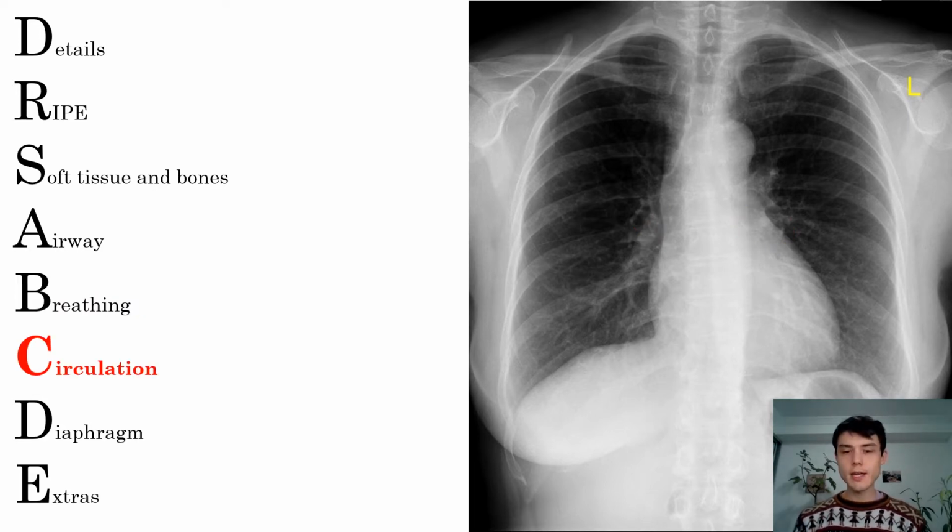C stands for circulation, so we can comment on the width of the heart, and we can also see some vessels, such as the aorta here. This is the aortic notch.